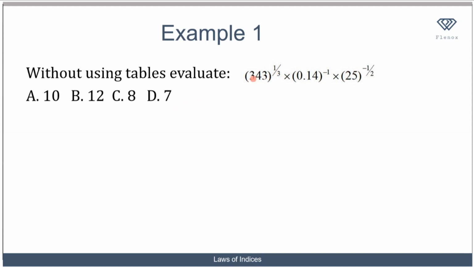So now from our law of indices, we know that 343 raised to 1 over 3 is the same thing as the cube root of this number. So I can write this as the cube root of 343. Then I know that 0.14 raised to minus 1 is the same thing as saying 1 over 0.14. Then I know that 25 raised to minus 1 over 2 is the same thing as saying 1 over 25 raised to half. So now this follows up nicely to be what?